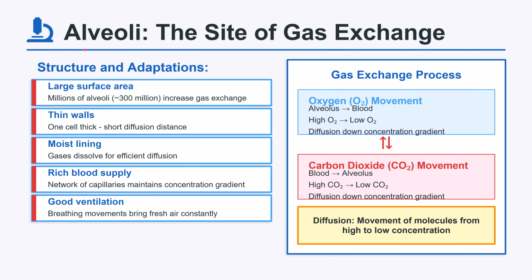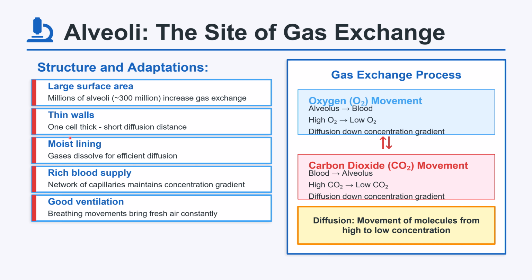This slide focuses on the alveoli, the site of gas exchange, which are the specialized structures where gas exchange occurs in the human body. Here is the breakdown of the content. Structure and adaptations. The alveoli are perfectly designed for efficient gas exchange through several key features: large surface area. There are approximately 300 million alveoli providing a massive area for gases to move.